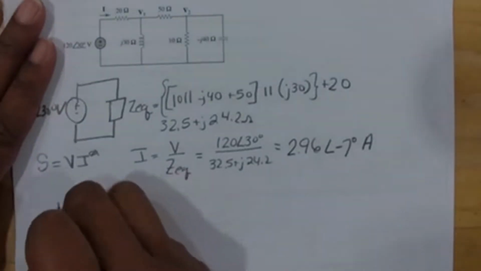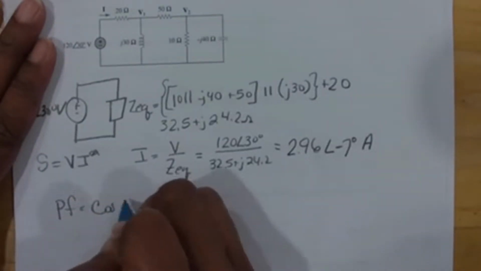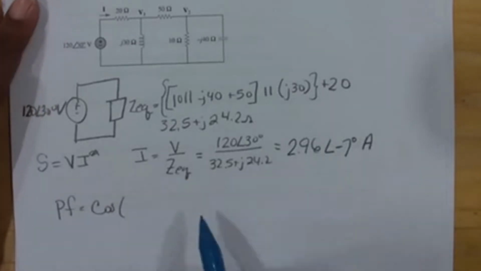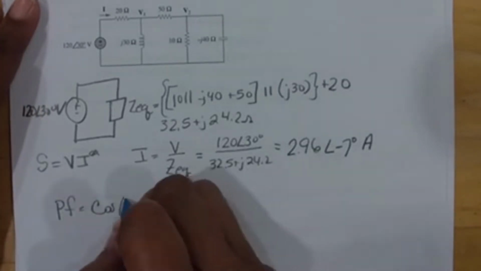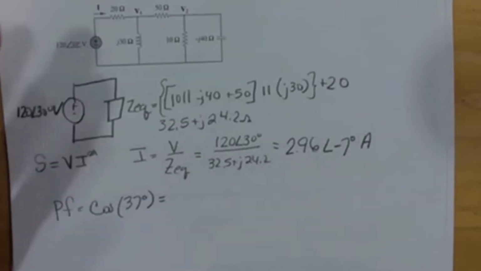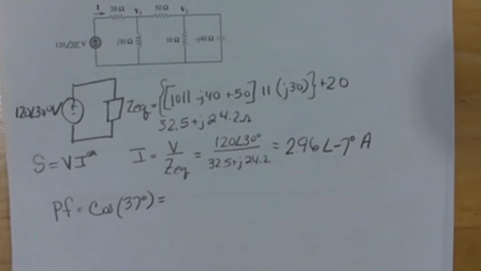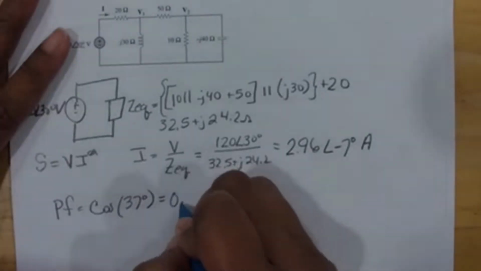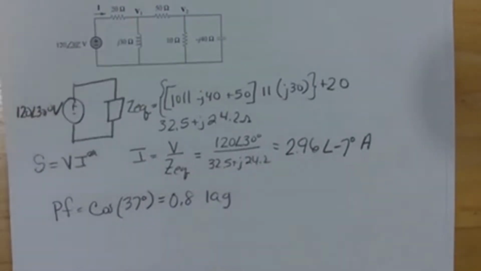So I can get the power factor now. The power factor is just the cosine of theta V minus theta I. Since I have the voltage and I have the current now, the power factor is the cosine of 37 degrees, or 0.8 lagging. How are we doing so far? Okay.